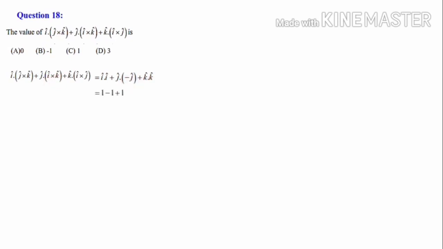That is equal to i dot i, that is 1, then here this minus will be coming, then j dot j, that is also 1, k dot k, that is also 1. So 1 minus 1 is 0, plus 1 is 1. So the correct answer is 1.